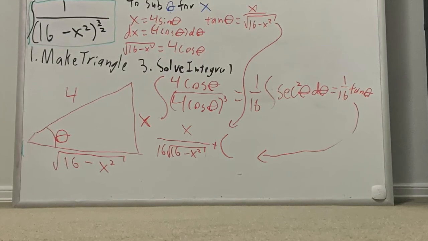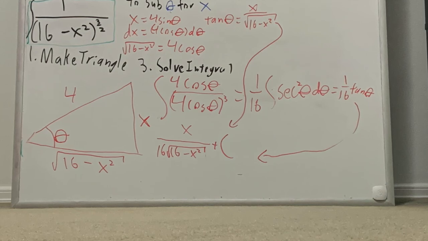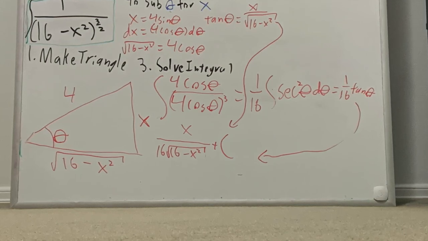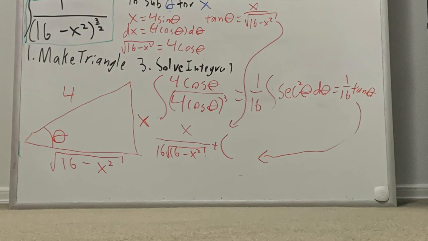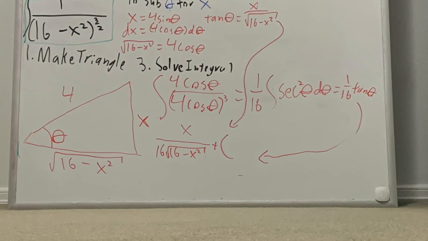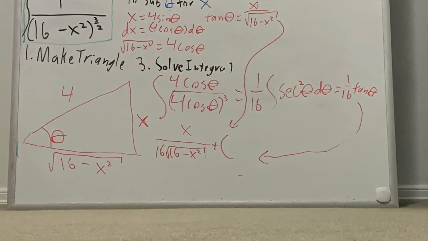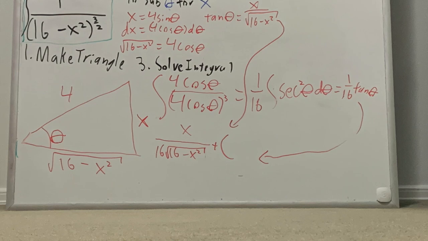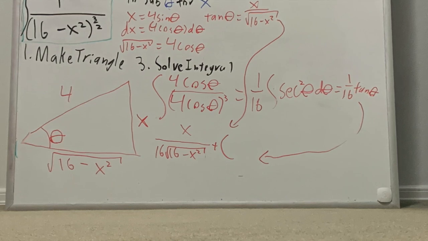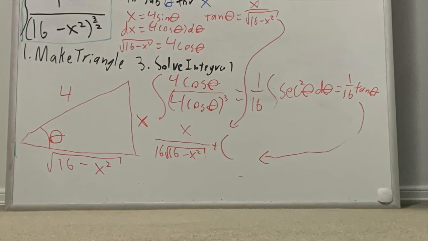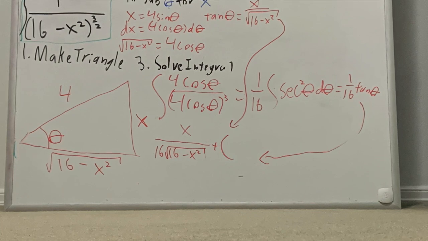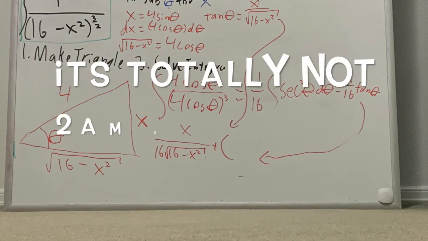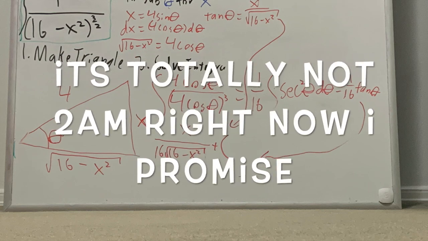So the third step is to solve the integral, so you have 4 cosine theta divided by 4 cosine theta cubed, which really all ends up simplifying after solving the integral to 1/16 tan theta. The reason that tan theta was important to substitute is because we now know what tan theta is, so our final answer is x over 16 times square root of 16 minus x squared plus c. Don't forget that plus c. And that's our project. Thank you.